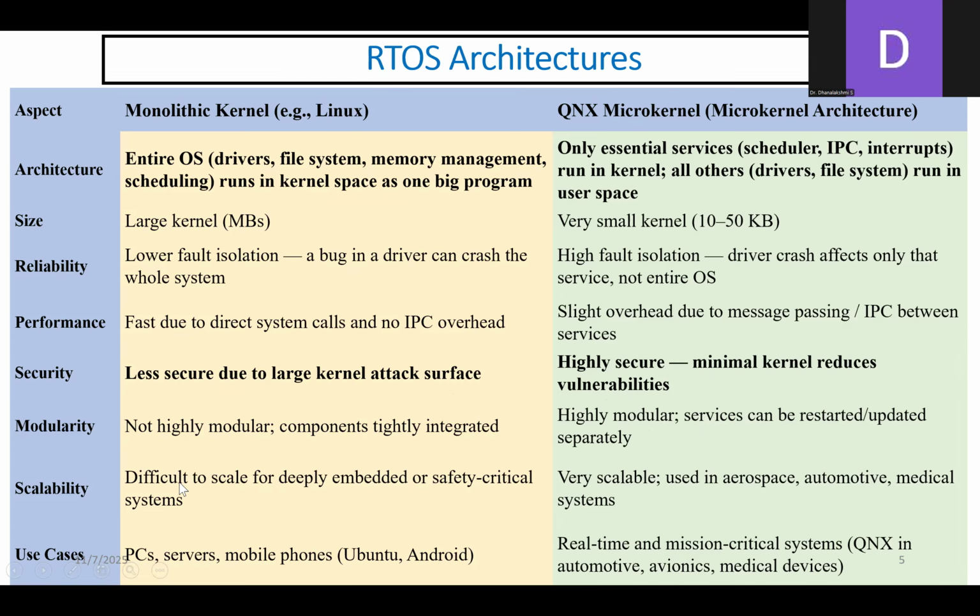Scalability. Here it's difficult to scale for deeply embedded or safety-critical systems. Here it's highly scalable. You can use it in aerospace, automobile, medical, and so on. Use cases: PCs, servers, mobile phones, where we have Ubuntu and Android. And coming to the applications here: automobile, avionics, medical devices, where you need real-time and mission-critical systems, we go with QNX.